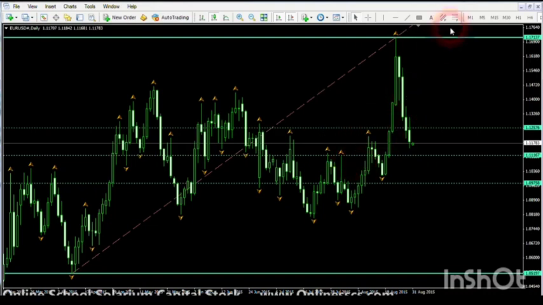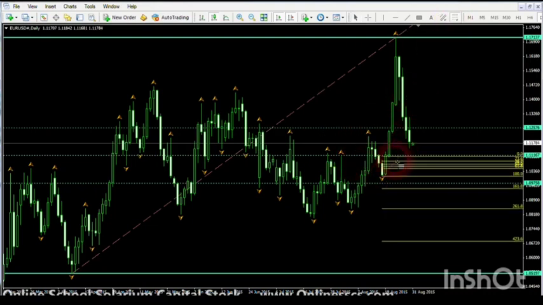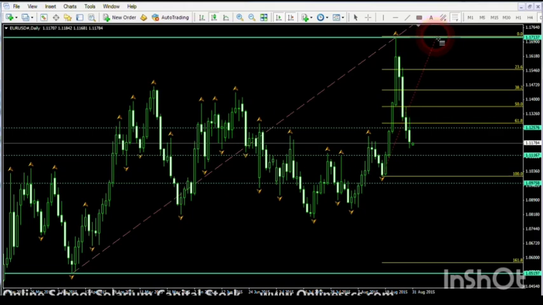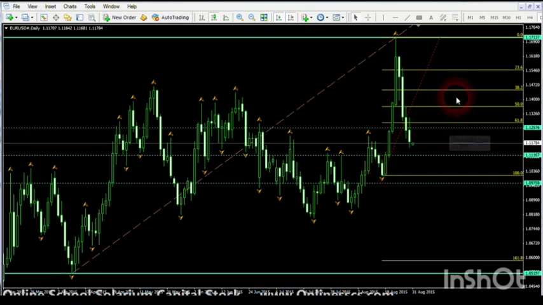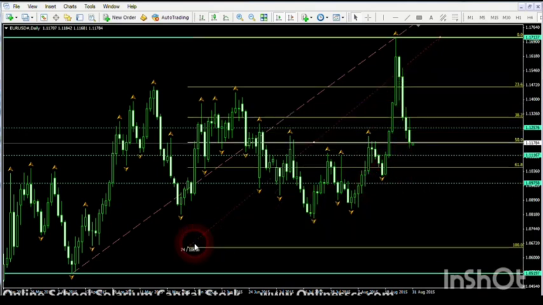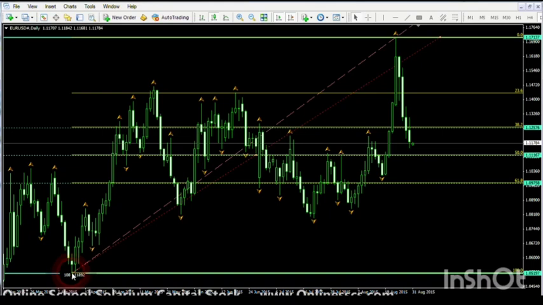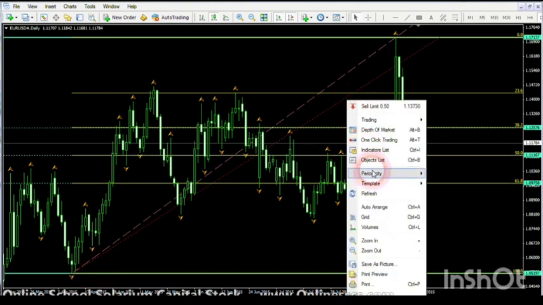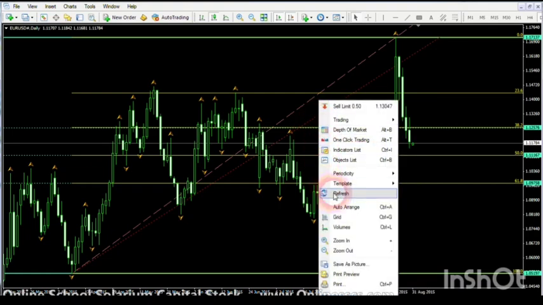This tool helps you draw your overall Fibonacci. If you want to draw a partial Fibonacci, you have to do it yourself. You have to connect your swing highs together and draw your partial Fibonacci. But if you want to draw the overall Fibonacci, you can use this tool.